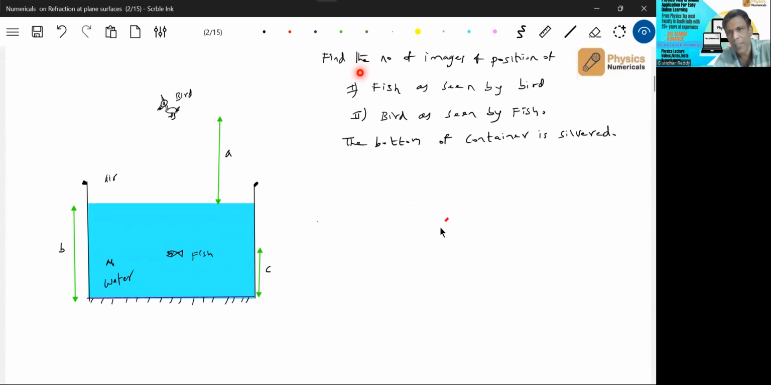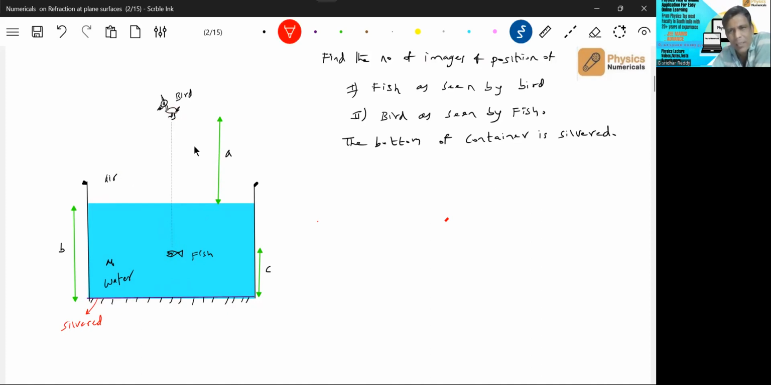You have to find the number of images and positions of the fish as seen by the bird, and the bird as seen by the fish. The bottom of the container is silvered. I have a bird at a height A, and the fish is at a depth B minus C, or at a height C from the bottom. This bottom is silvered, so the silvered surface will behave like a mirror. The bird is in air, the fish is in water at a depth B minus C, and this is the boundary. Now, how many images will the bird see of the fish, and what are their positions?